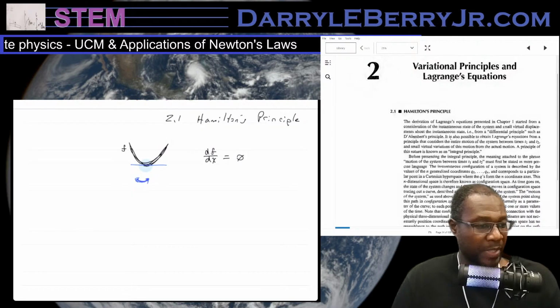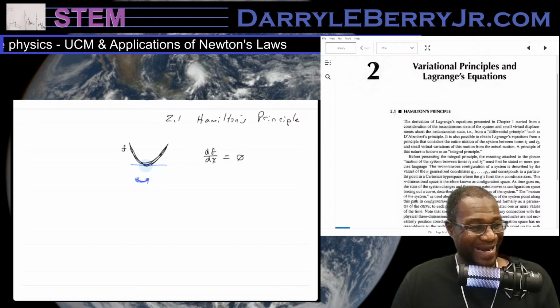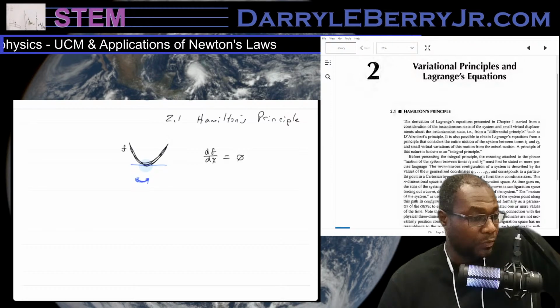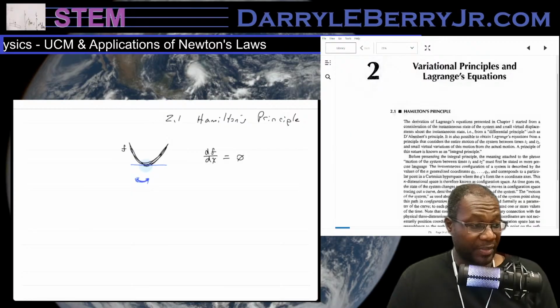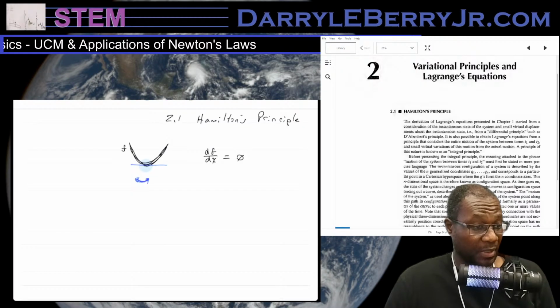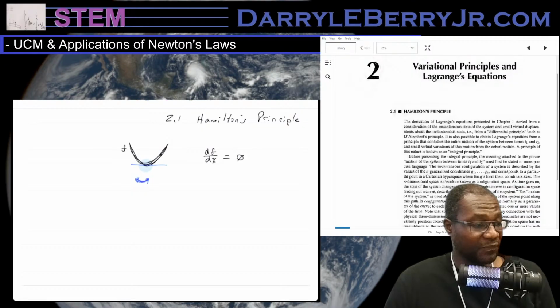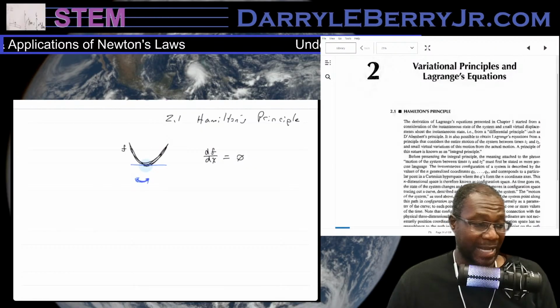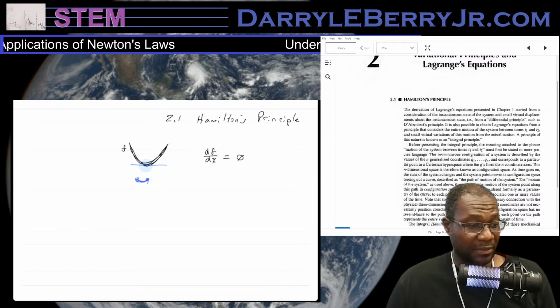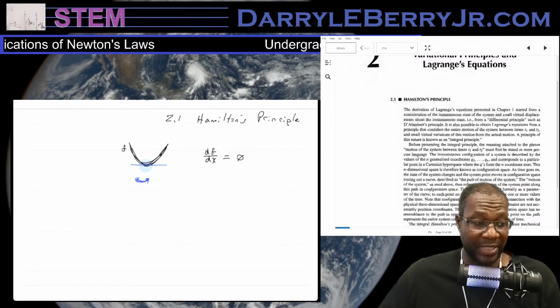It is also possible to obtain Lagrange's equations from a principle that considers the entire motion of a system between times t1 and t2, and small virtual variations of this motion from the actual motion. A principle of this nature is known as an integral principle. Before presenting the integral principle, the meaning attached to the phrase motion of the system between times t1 and t2 must first be stated in more precise language. The instantaneous configuration of a system is described by the values of the n generalized coordinates and corresponds to a particular point in a Cartesian hyperspace where the q's form the n coordinate axes.